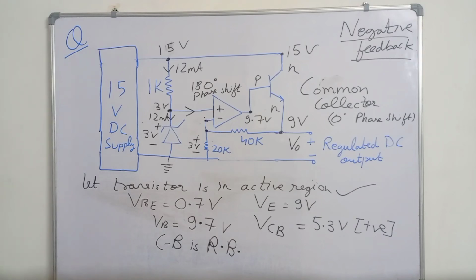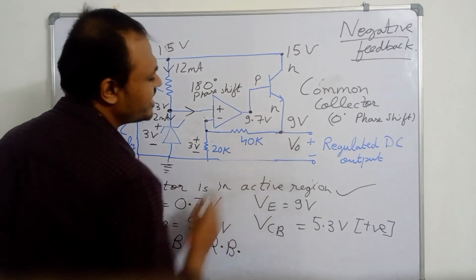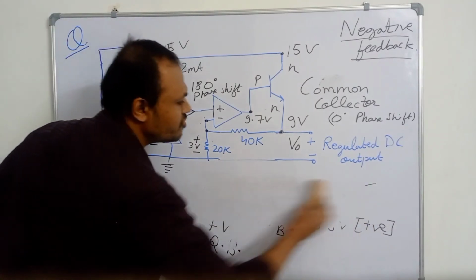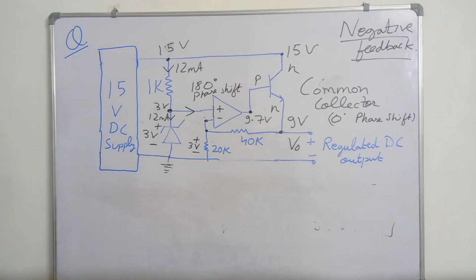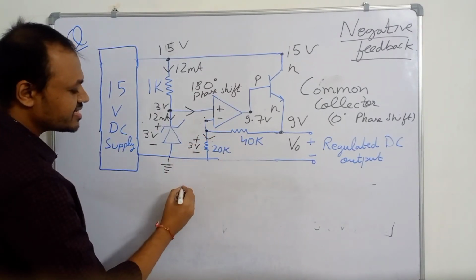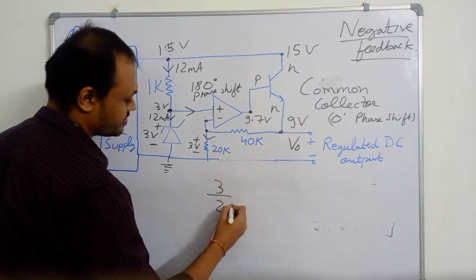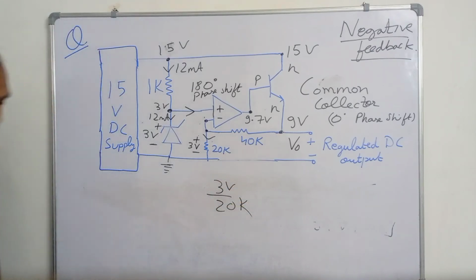So this also we have proved. So this voltage is equal to 9 volt. So the current across the 20k resistor, so we have proved that the transistor is in active region. Now I am finding this current. This current will be equal to voltage upon resistance. So 3 volt upon 20k. So this current will be equal to 3 upon 20 milliampere.